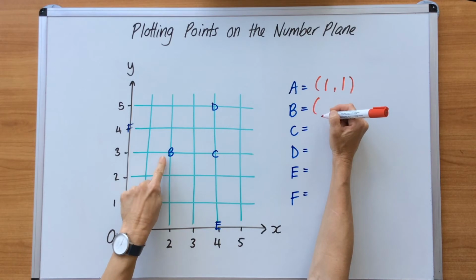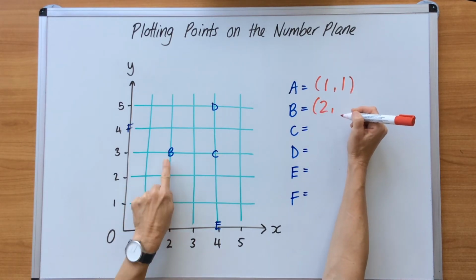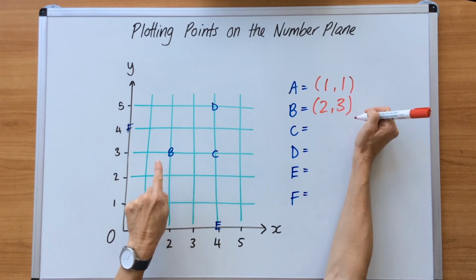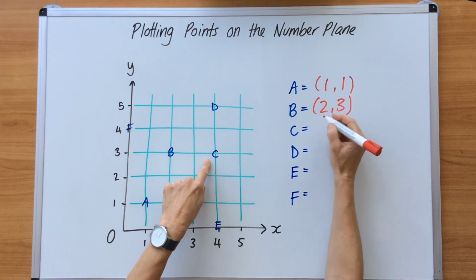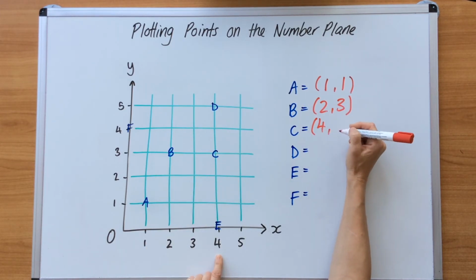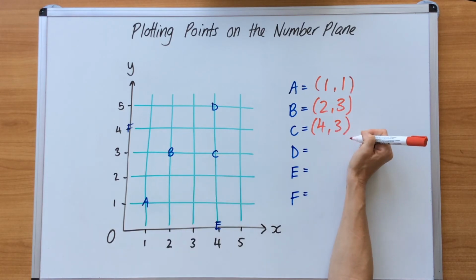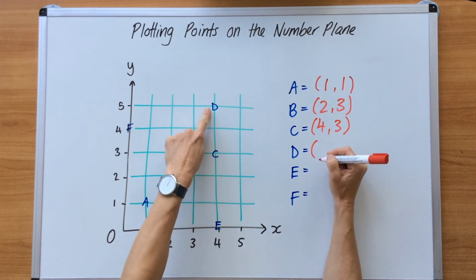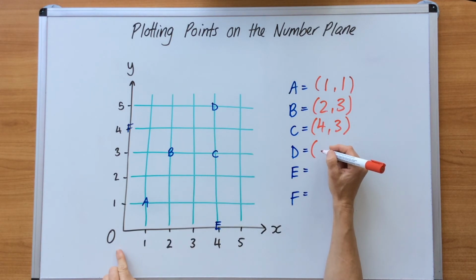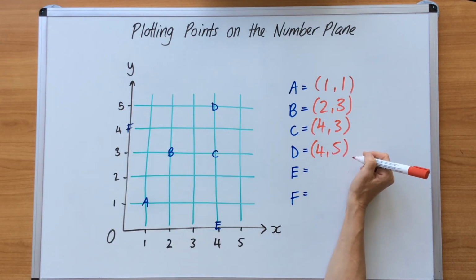Let's look for B. B is located here. So we come across to 2, we put a comma down, and we go up to 3, and then we close the bracket. C is here, open the bracket, come across to 4, comma, so we've gone along the x-axis, put the comma down, and go up to C, which is on 3, and close the bracket. D, all the way up the top here. So we go across to 4 again on the x-axis, put a comma, and we go all the way up to 5 and close the bracket.